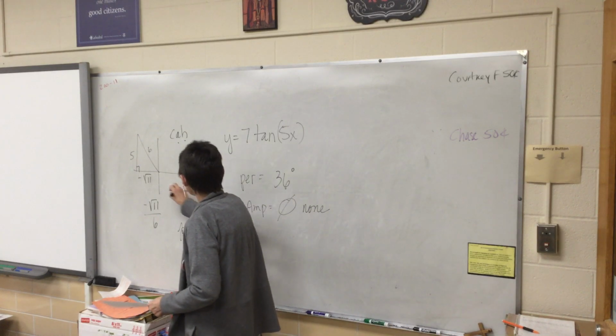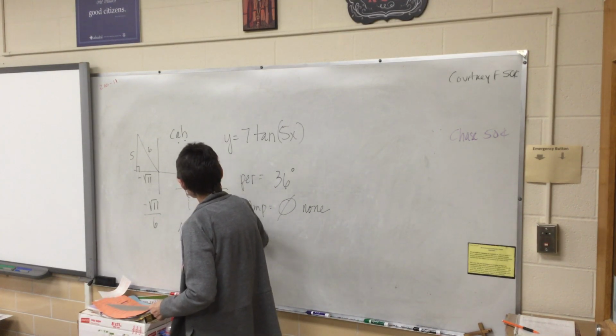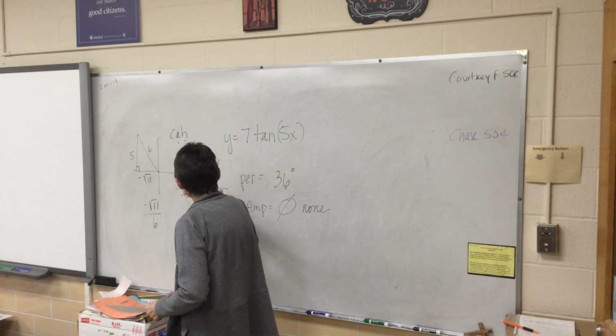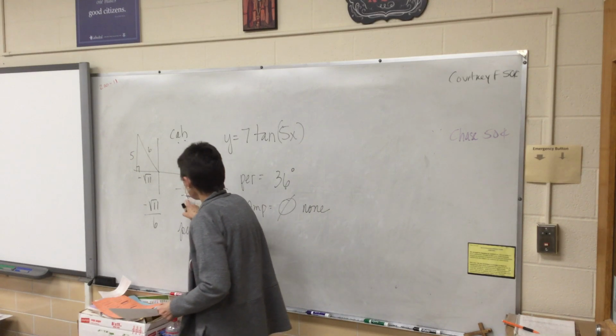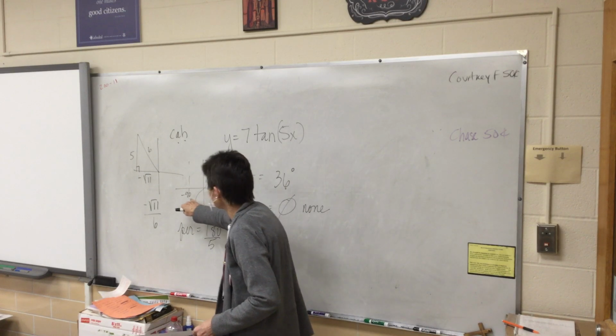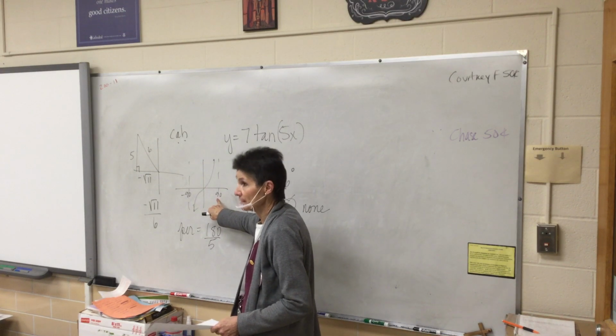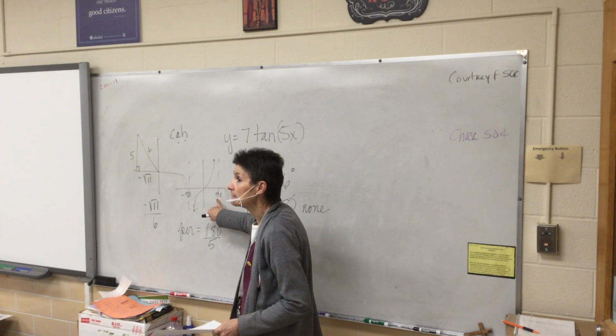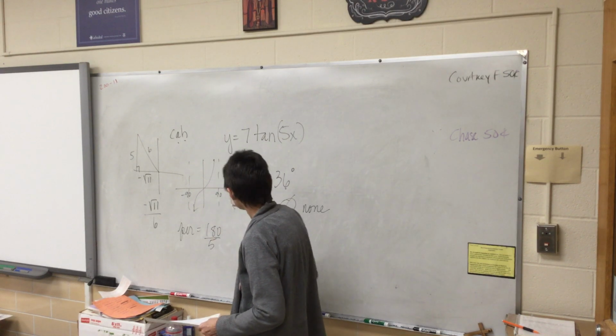Those of you that remember what the tangent looks like, it goes from negative 90 to 90. That's the normal tangent, negative 90 to 90. So that distance is 180. That's the period. Instead of writing that whole thing out, can we just do it even?